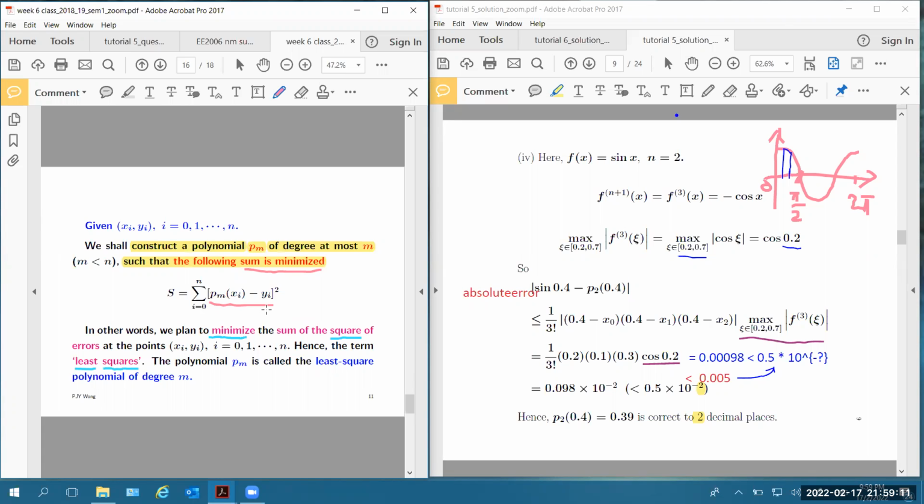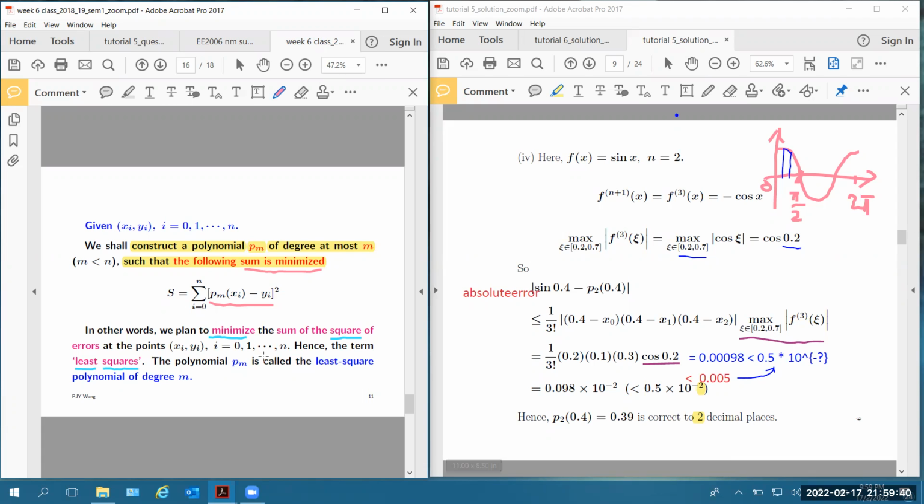Okay, so therefore we say that we want to minimize the sum of the square of errors at the points. All right, hence the term least square. Minimize means least, right? And then sum of the square of error. So the square here means square, right? So that's why we call it least square law. So that's how the term comes about.